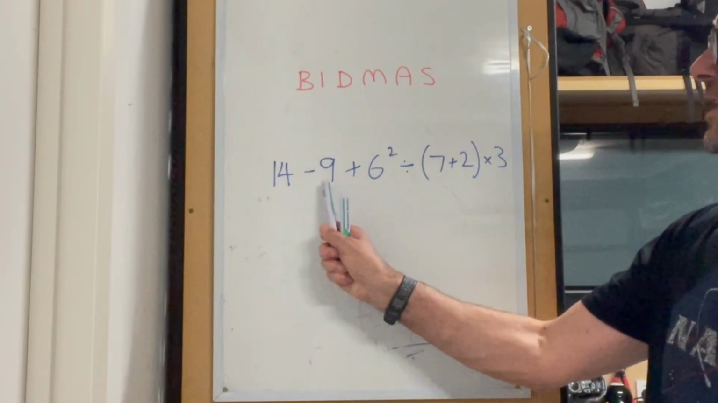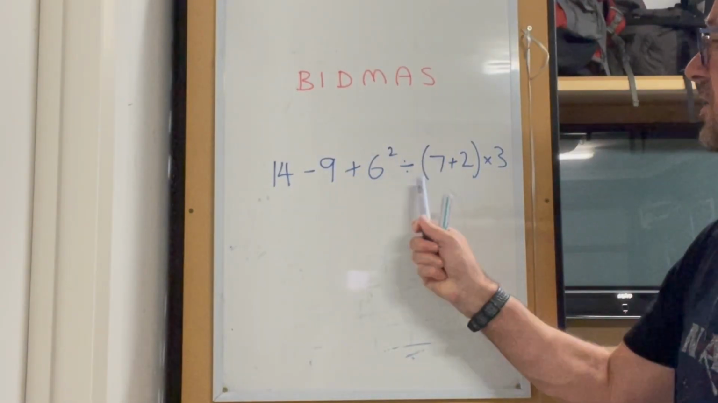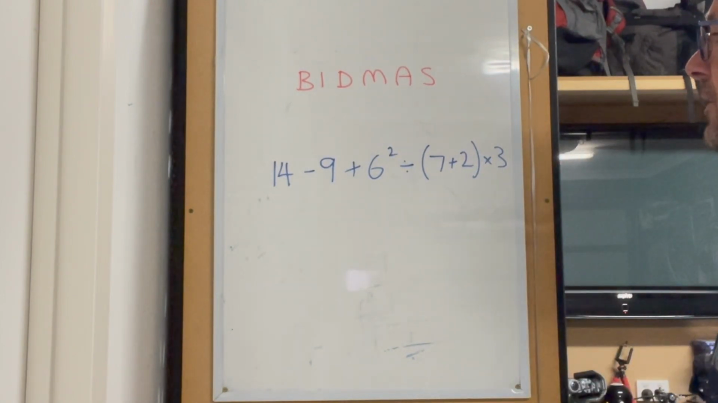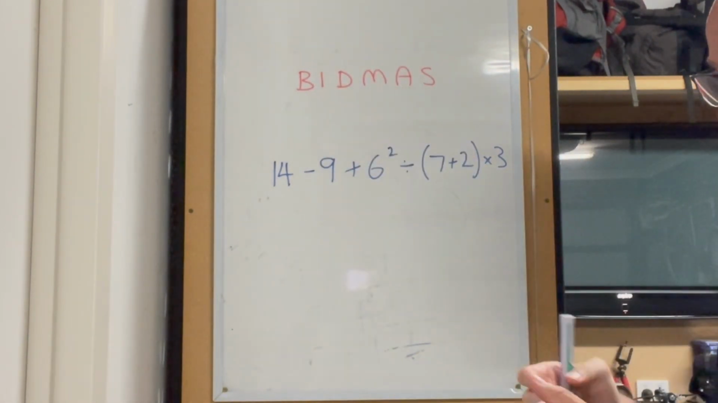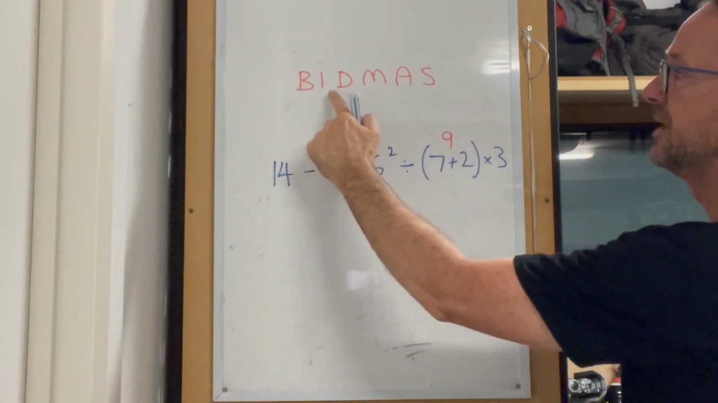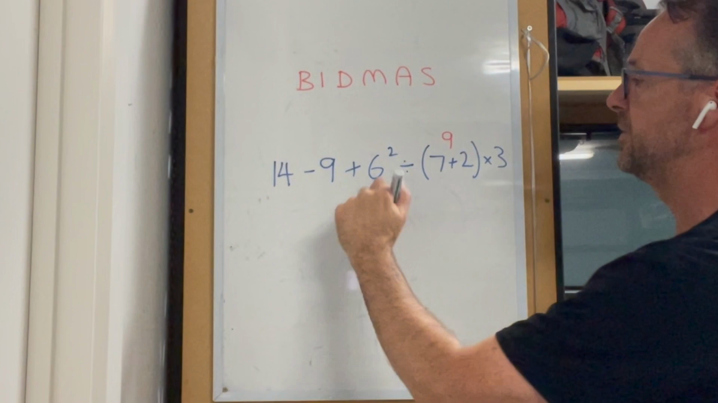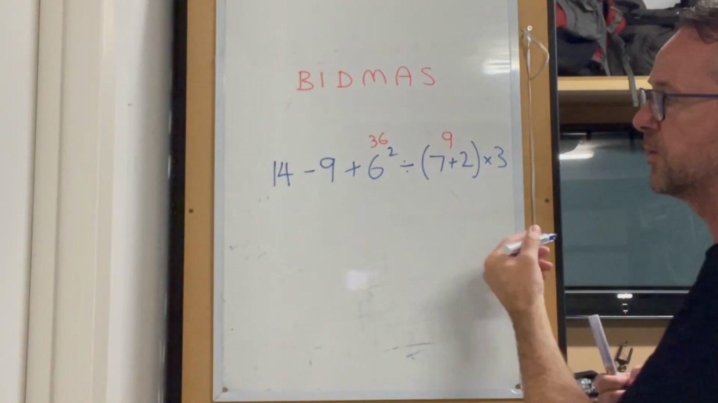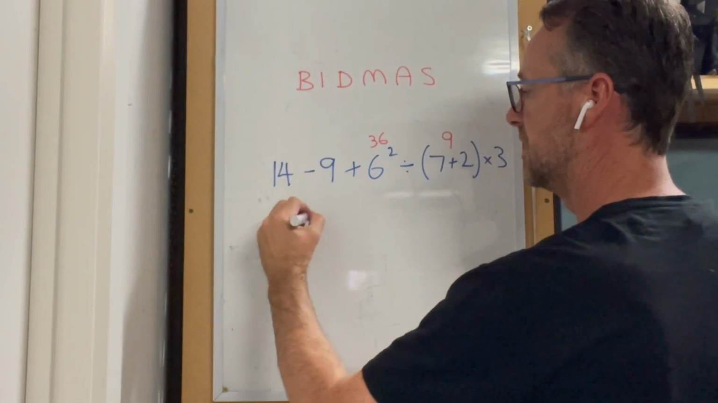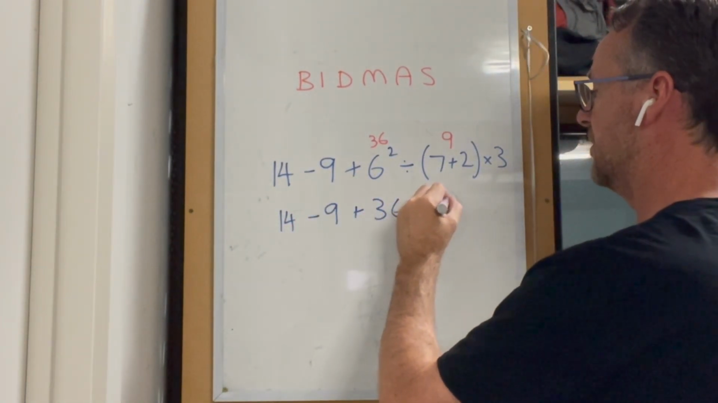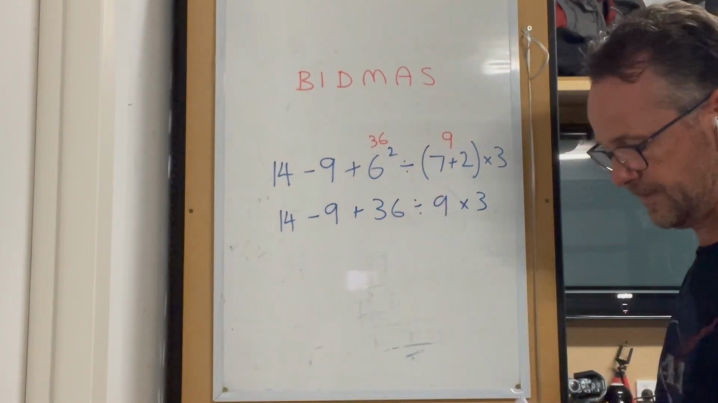All right, we've got 14 take away 9 plus 6 squared divided by, in brackets, 7 plus 2 multiplied by 3. So first thing, brackets is first. So our 7 plus 2 becomes 9, okay? Next, our index form, so our 6 squared becomes 36. And now we want to rewrite our equation. So now we have 14 take away 9 plus 36 divided by 9 multiplied by 3.